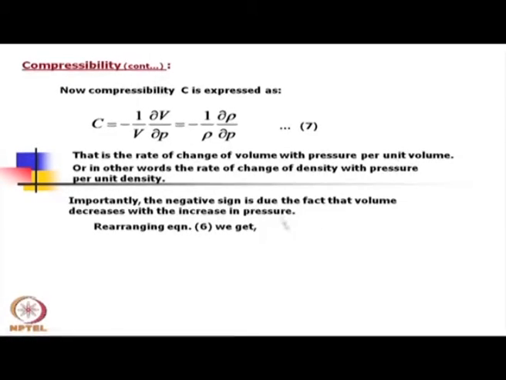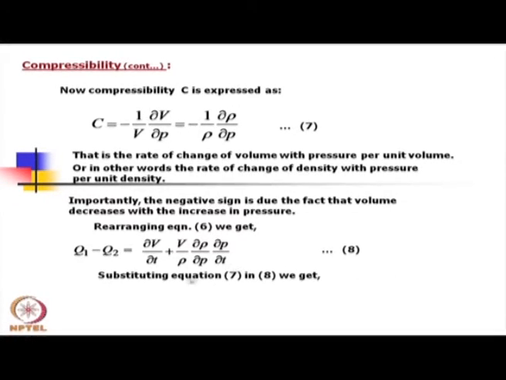Rearranging equation 6, we get Q1 minus Q2 is equal to dV by dt plus V by rho into drho by dP into dP by dt. Now, substituting equation 7 in 8, we get Q1 minus Q2 is equal to ∂V by ∂t minus V into C ∂P by ∂t.